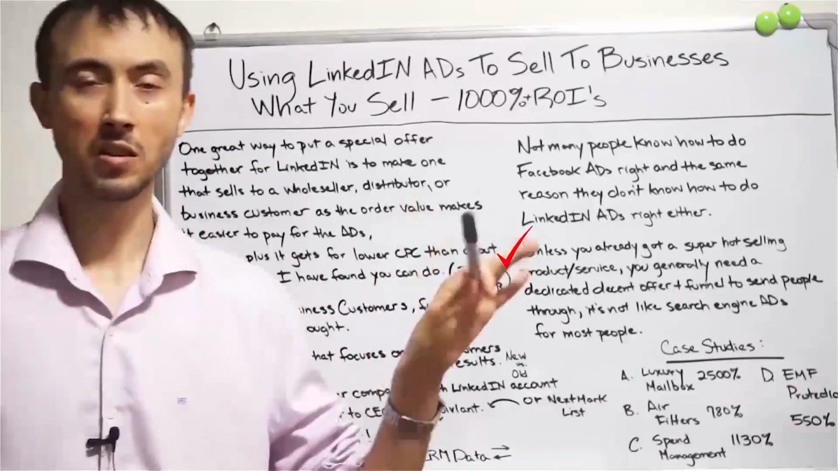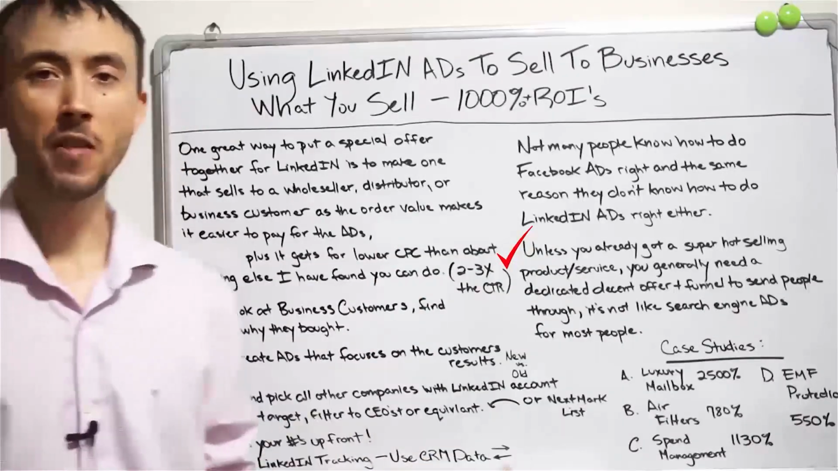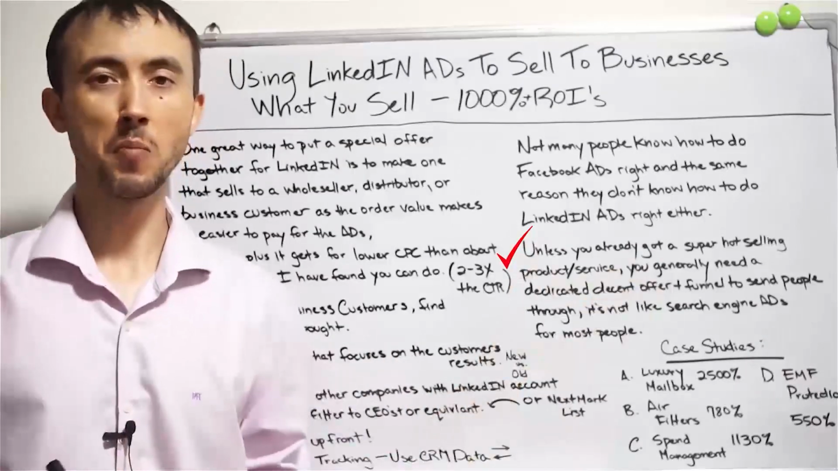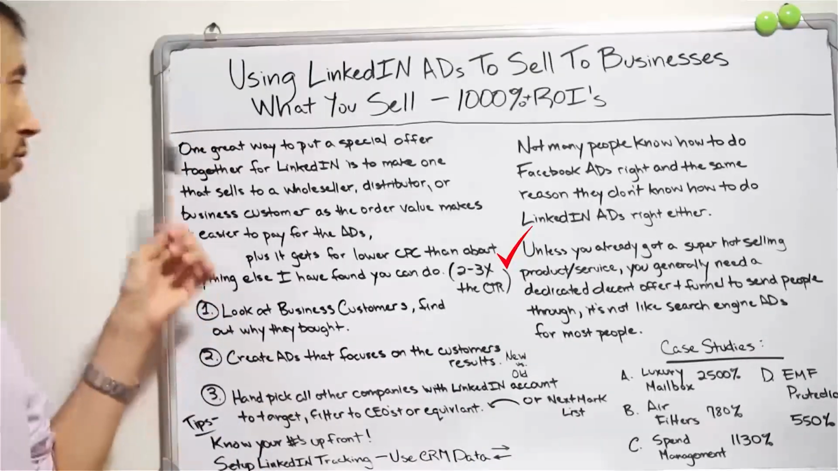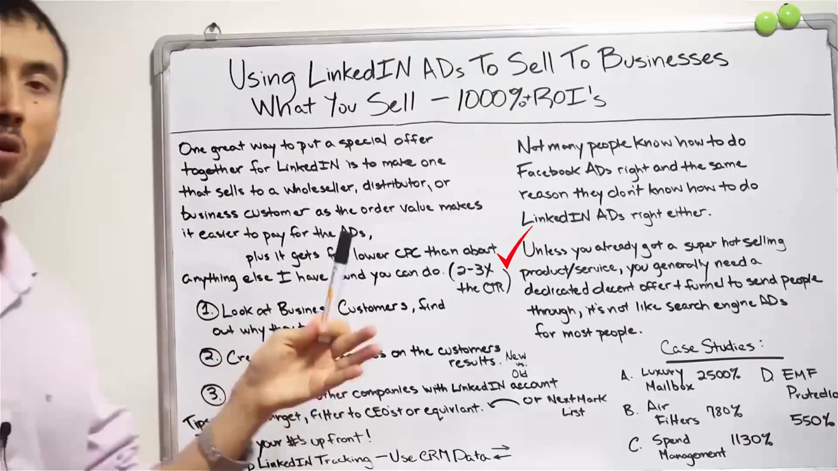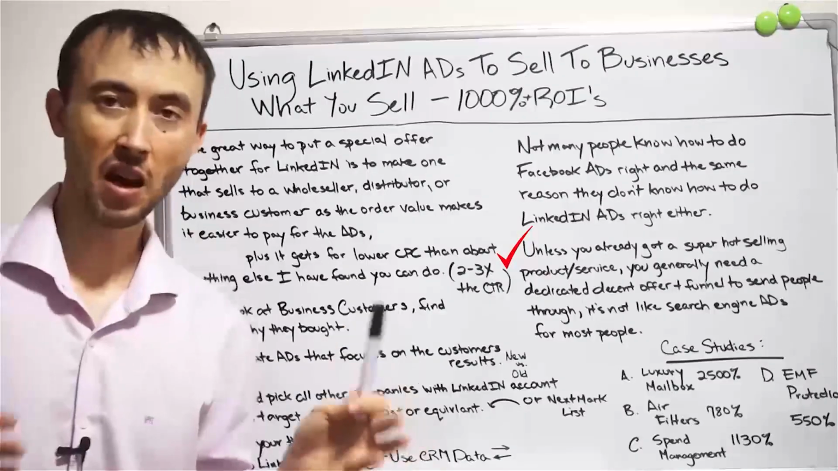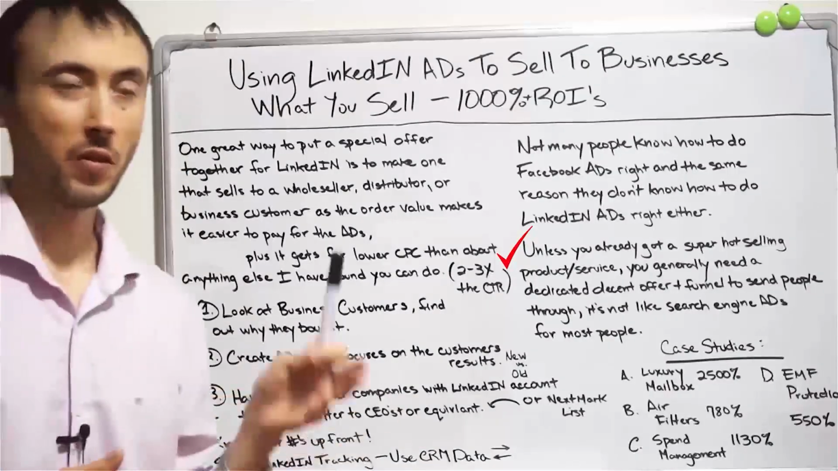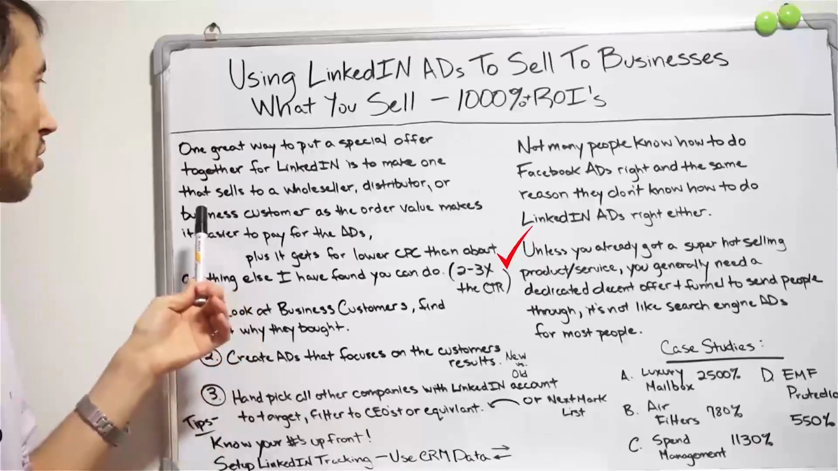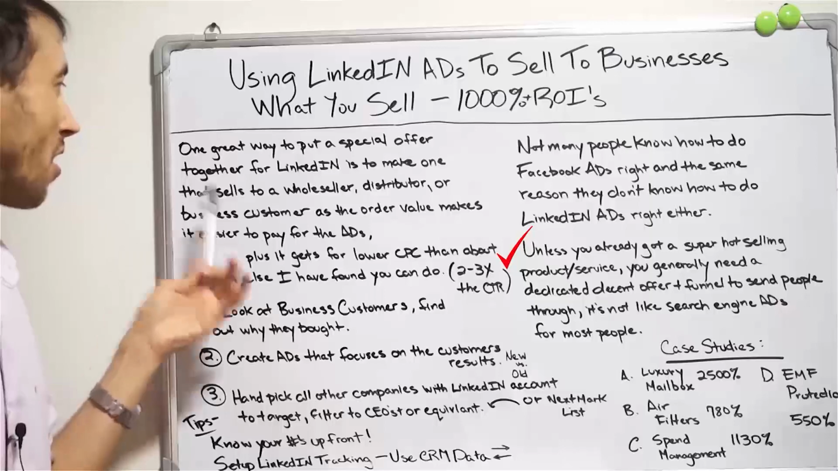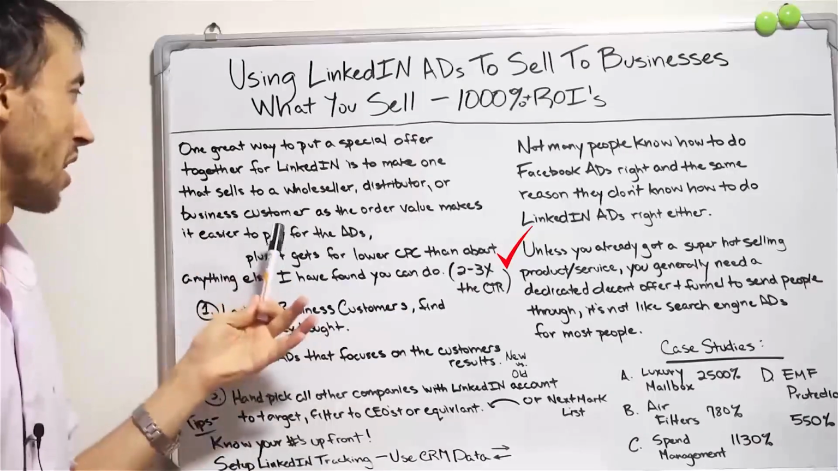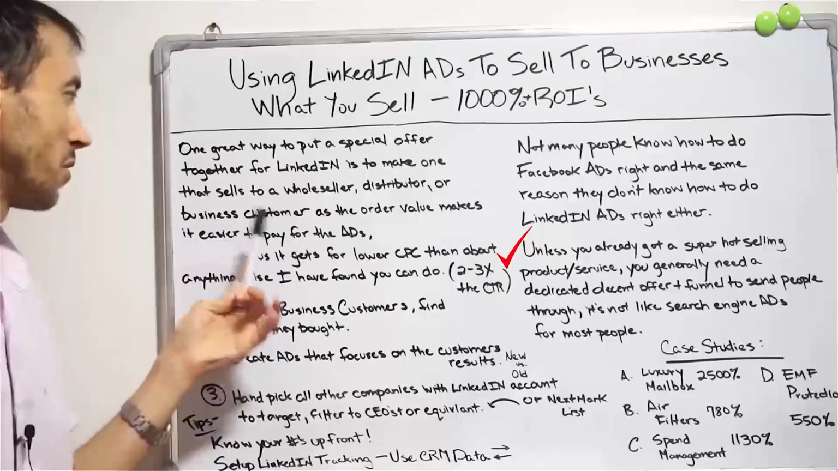Okay, so what's this funnel and offer that I got to come up with that's different, i.e. different than here's my product, do you want to buy it or not? One great way to put a special offer together for LinkedIn specifically, since it's more a business-oriented community, obviously, which even if you aren't selling to businesses, this is fine, because you can make an offer that sells to a wholesaler, a distributor, or business customer, as the order value makes it easy to pay for the ads.